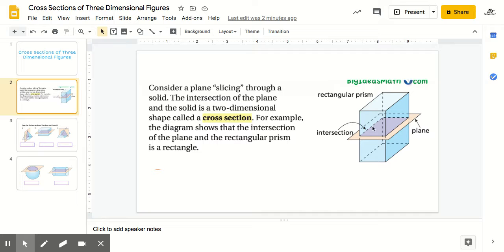We need to be able to simply identify what shape that is. So what shape is that purple section? So, for example, again, this diagram shows the intersection of a plane and a rectangular prism. Again, this purple shape right here is what's formed when we cut through that rectangular prism with the plane. All we got to do is identify what shape is this purple section. Well, it's a two-dimensional object. It's a rectangle. Okay, so this cross section is what we call this purple section, a cross section, and it's a rectangle. That's all we need to be able to do.